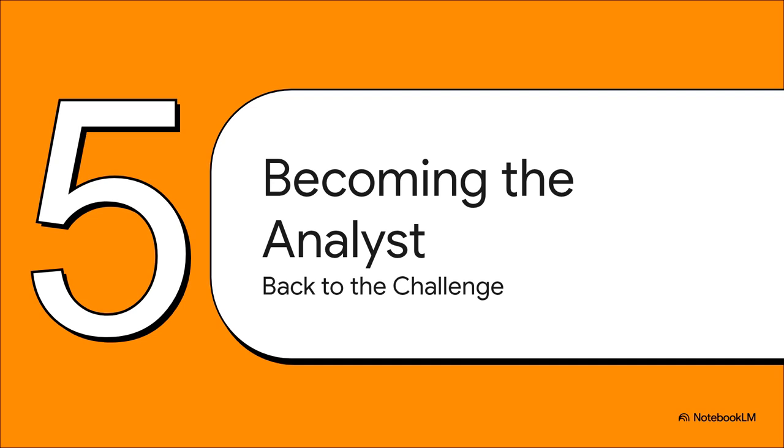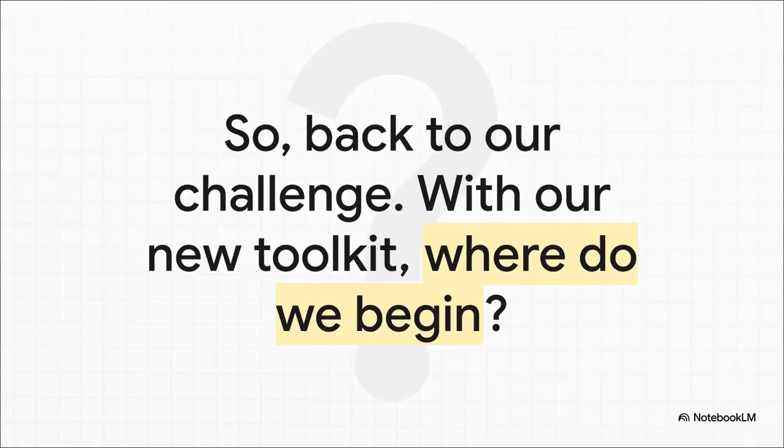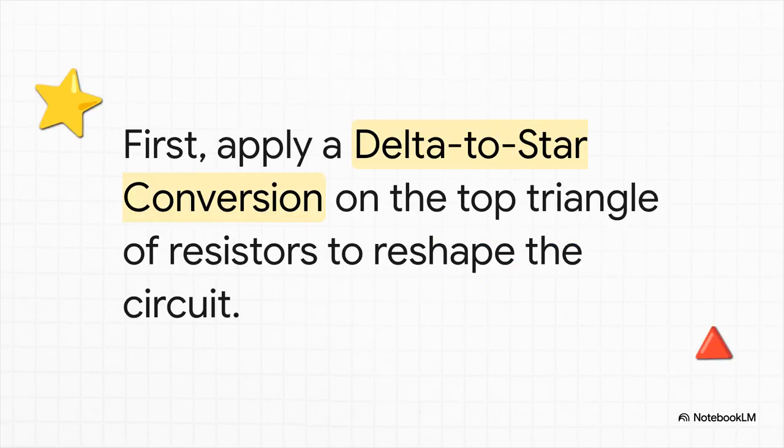Let's go back to that circuit that looked so intimidating at the start. And here it is again, but this time, it looks different, doesn't it? You're not just staring at a mess anymore. You're looking at it like an analyst. You can see the patterns. You know what tools you have. So what's the first move? That's right, you spot it immediately, that triangle, that delta formation, right at the top. We're going to grab our delta to star conversion tool, apply that recipe, and reshape the problem before we even try to solve for anything else.